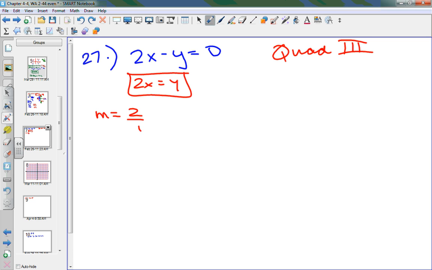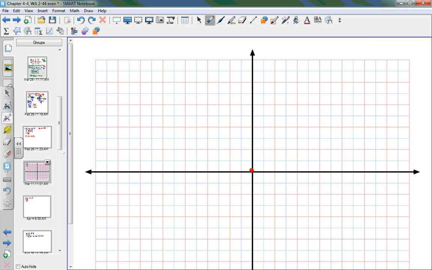2 over 1, so that's up 2 to the right 1. Why am I going to the right 1? Because it's positive. If it's negative? Good. What's my b value? 0. So my ordered pair is going to be the point 0, 0, which means I'm starting from my origin. Correct? So I come over here and I'm going to graph this. I have the point 0, 0, and then I go up 2 to the right 1, up 2 to the right 1. What quadrant am I putting all my points in?